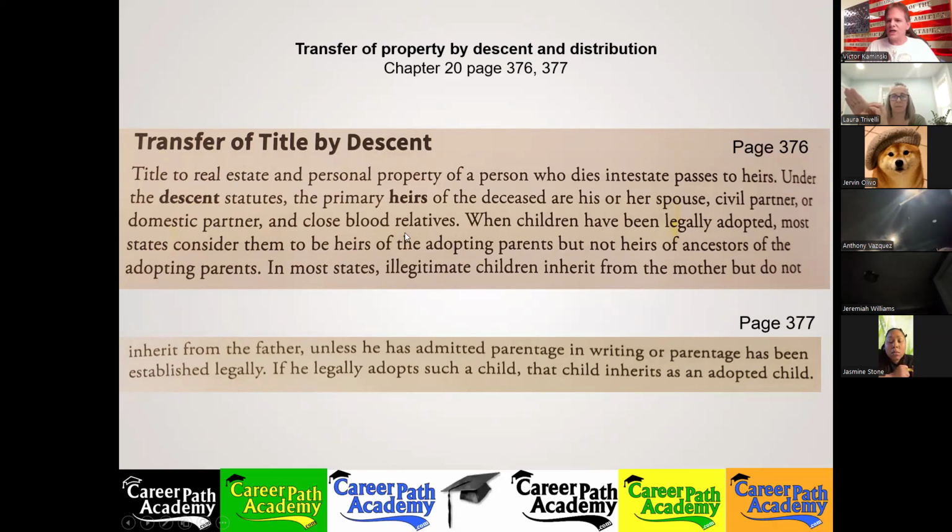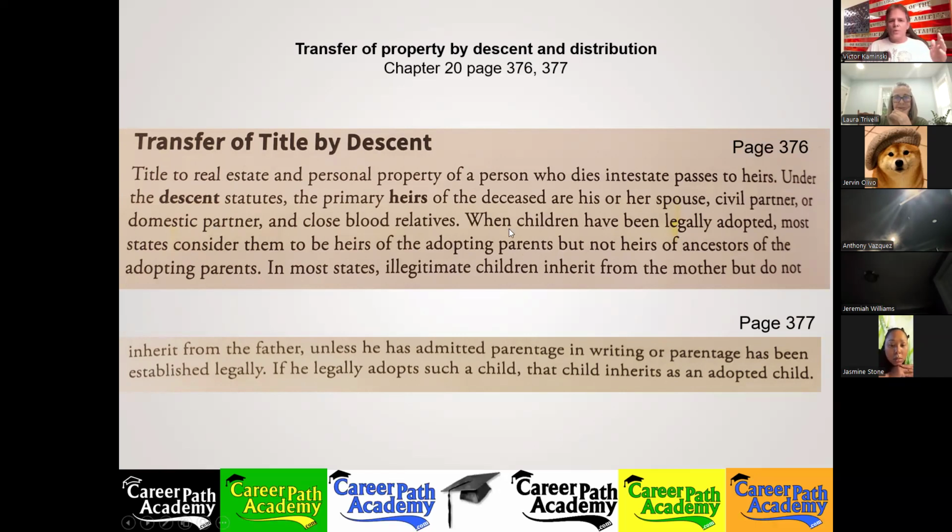When children have been legally adopted, okay, listen, we're going to talk about this a little bit. We're going to make some comments. It's not meant to offend anybody, but you just got to understand how this works. A lot of these laws sound like they may be medieval, and that's because they were written a long time ago, and the law still works the same.